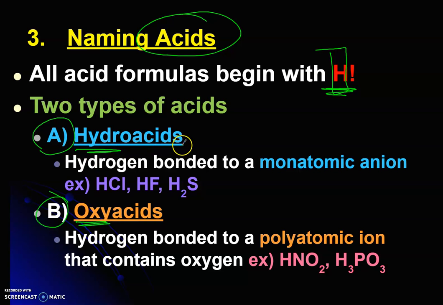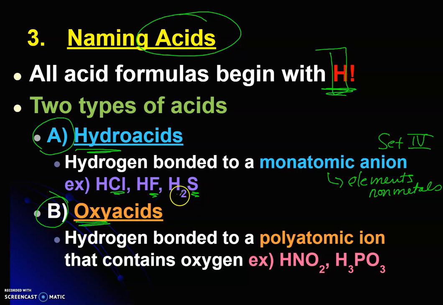So there's a hydroacid, which is hydrogen bonded to a monatomic anion, which is somebody from set 4 of the gold ion sheet. That's essentially just saying one of the nonmetals that we have over on the right-hand side of the periodic table. So that would be a formula that just says HCl or HF or H2S. No, it doesn't matter how many hydrogens there are. We'll get into that with formula writing, okay?